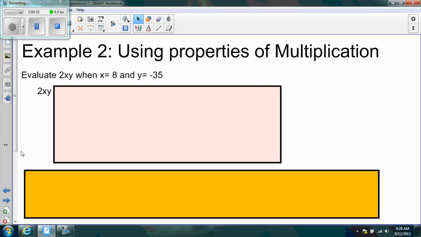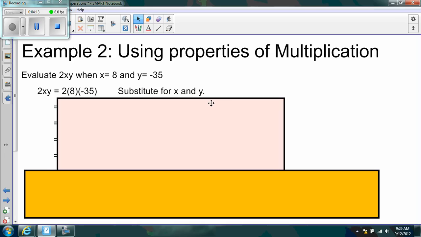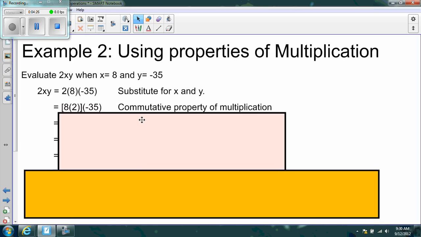The second, let's do the same thing but using multiplication. So if we had the problem 2xy when x equals 8 and y equals negative 35. So first step, we always want to substitute for x and y. So 2 times 8 times negative 35. Remember when we use these parentheses and there's nothing else in between them, it means multiplication. So here, I decided to group the 8 and the 2 together because to me it's easier to multiply 8 times 2. So here we get the commutative property of multiplication because we changed the grouping.